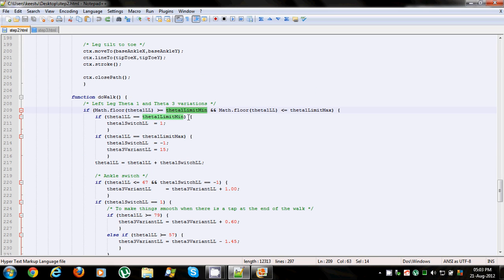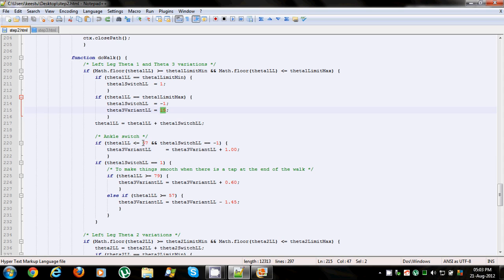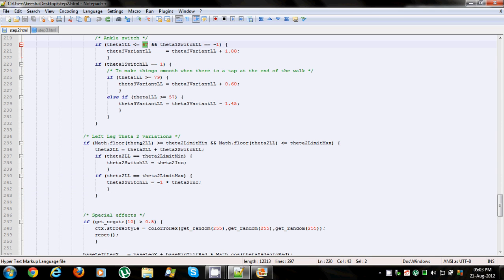Theta 1 is the same calculation, min to max, except theta 3, which I told you is based on the hip bone variation. So when it reaches the max, I'm setting just 15 degrees. And for theta 3, these angles switch between 67, 79 and 57 when you are incrementing. I need a smooth tap. When the leg becomes straight, I need a smooth tap to happen before I make the leg fully straight. These are the respective angles required for the taps to happen correctly.